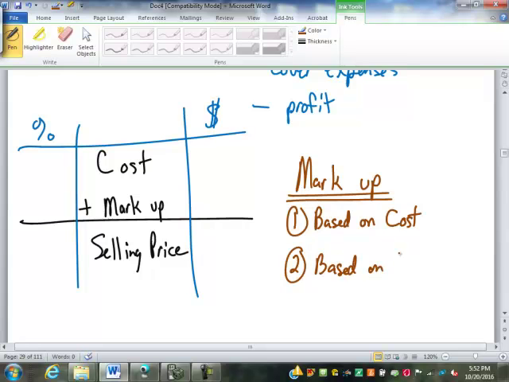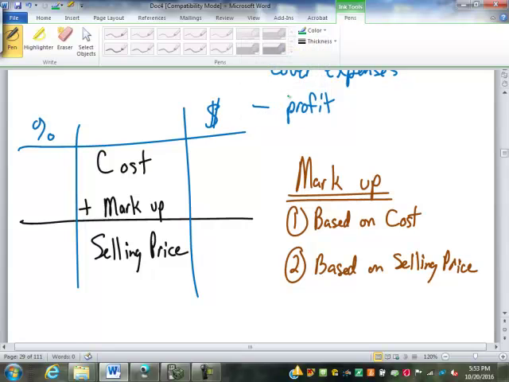Second is based on selling price, which to an outsider doesn't make a whole lot of sense. Why would you have your markup as a percentage of your end result? But in the bookkeeping side of things, it makes a lot of sense. It's an easier way to keep track of certain things. So not only are we going to have to be able to calculate markup in both ways, in some cases we're going to have to be able to translate from one to the other.